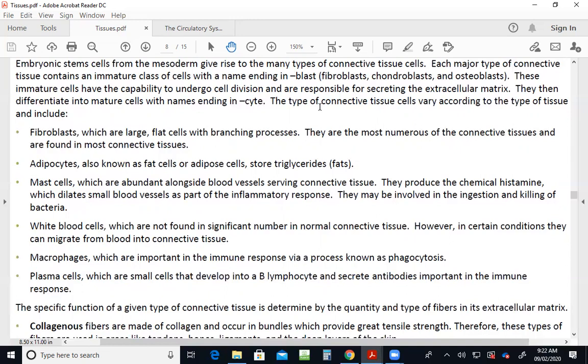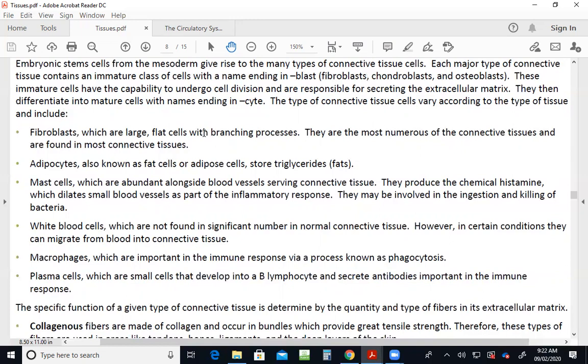Each major type of connective tissue contains an immature class of cells with a name that ends in the suffix blast, which I've given you 3 examples: fibroblasts, chondroblasts, osteoblasts. These immature cells have the capability to undergo cell division and are responsible for secreting that extracellular matrix, where they then can differentiate into mature cells, where they take away the blast ending and end in site. Instead of osteoblast, it becomes osteocyte. Okay, for whatever reason, they don't do that for all of them. Fibroblasts, chondroblasts, that's their name, no matter what.